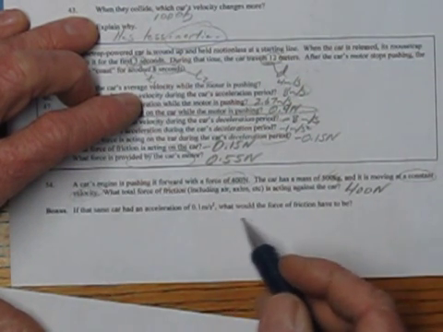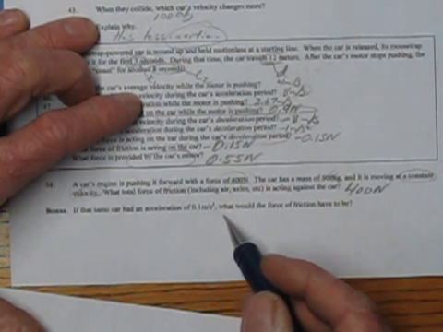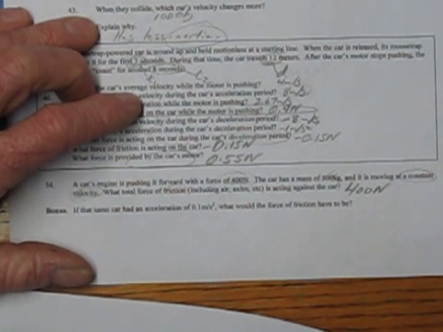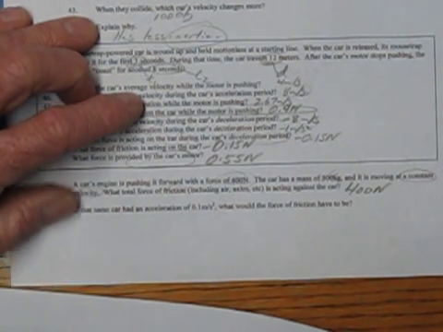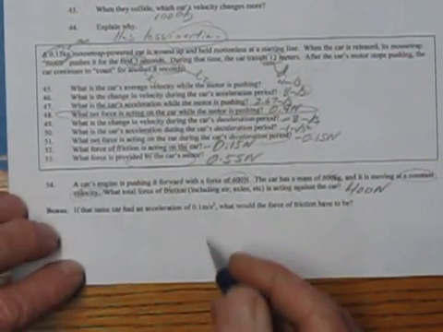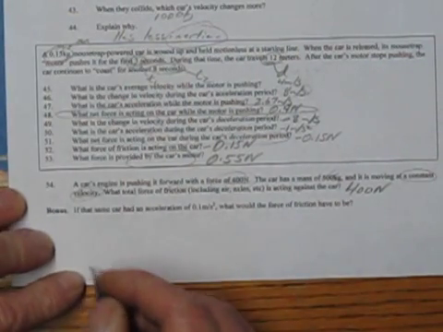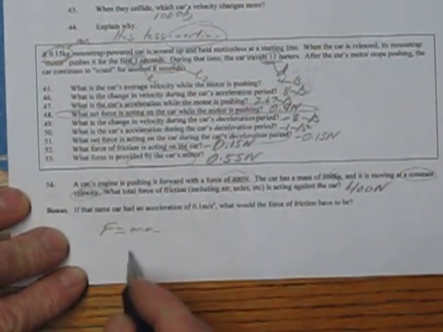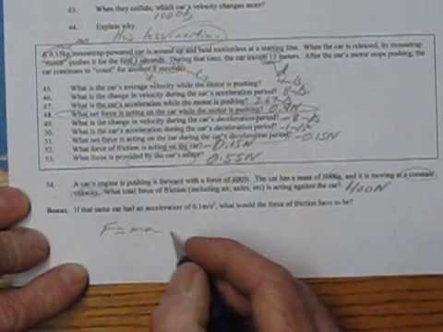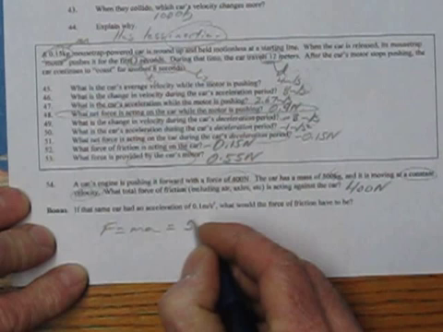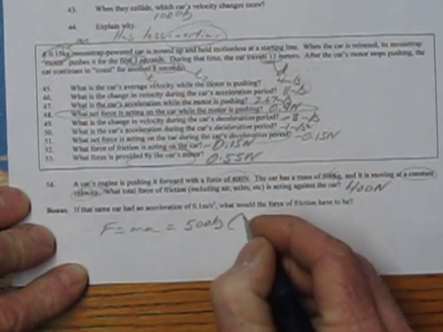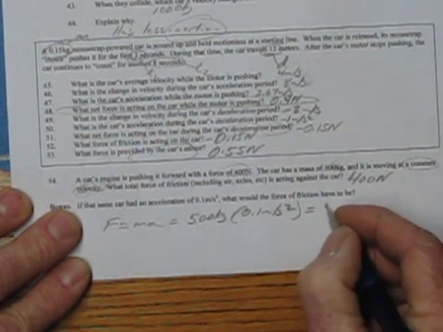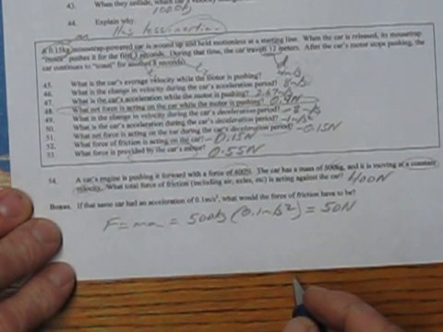Now if the same car had an acceleration of 0.1 meters per second squared, what would the force of friction have to be? That one is a little bit trickier. If the car had an acceleration of 0.1 meters per second squared, then the net force we can calculate with this, and we'll go from there. So the net force is equal to the car's mass, 500 kilograms, times 0.1 meters per second squared, which would give us 50 newtons. That's the net force.